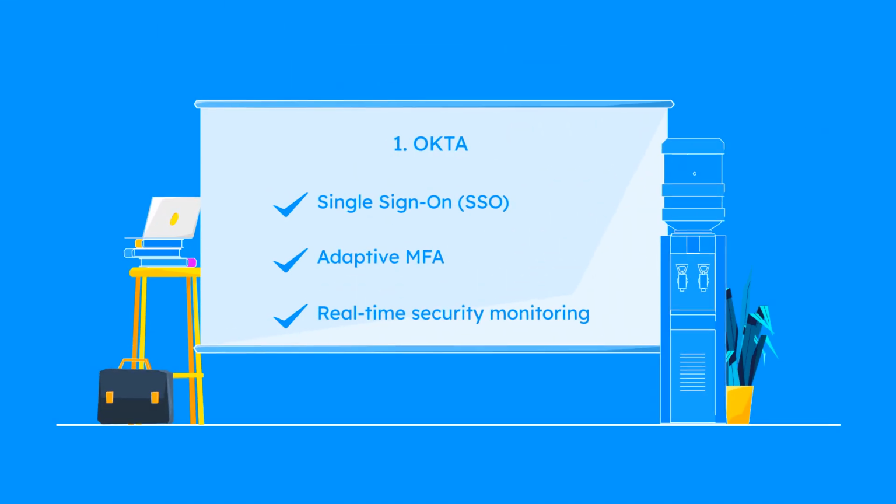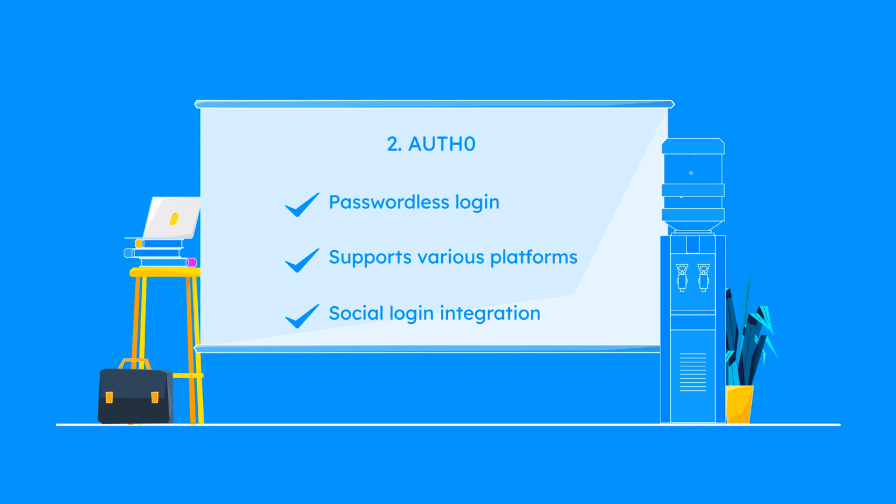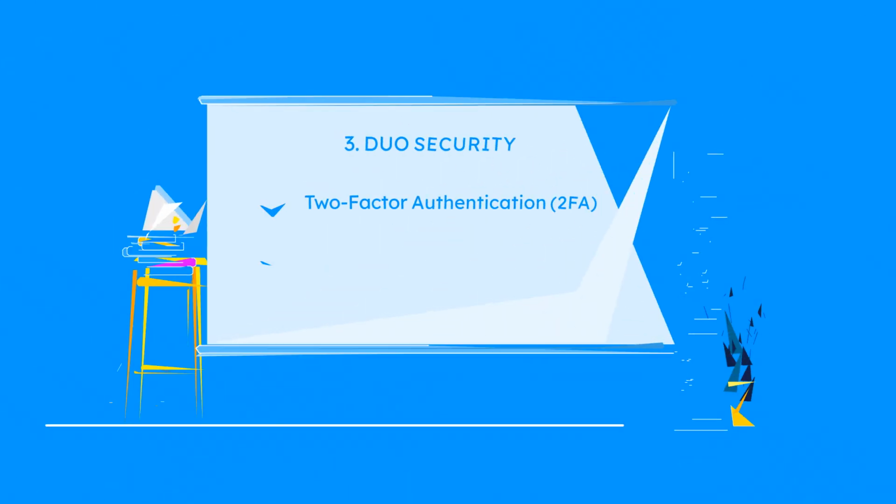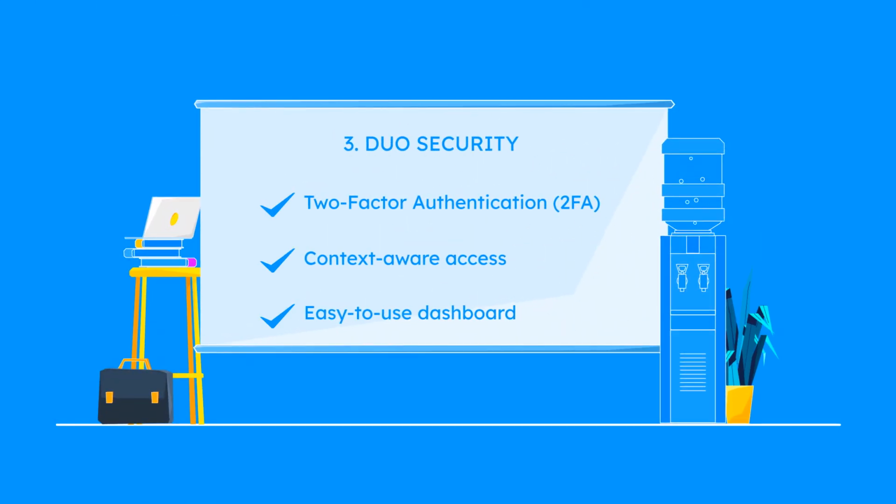1. Okta is a popular identity and access management solution with features like single sign-on and adaptive MFA. 2. Auth0 is great for developers, offering passwordless login and social login integration. 3. Duo Security offers a simple yet powerful MFA solution with 2-factor authentication and a user-friendly interface.